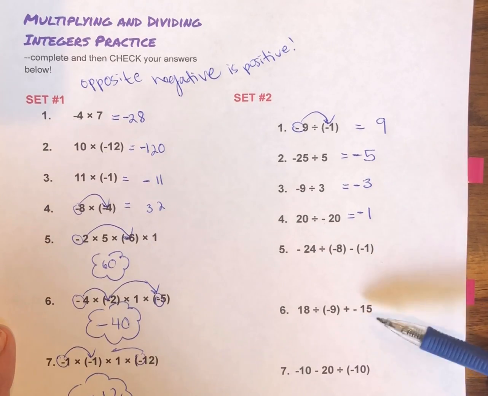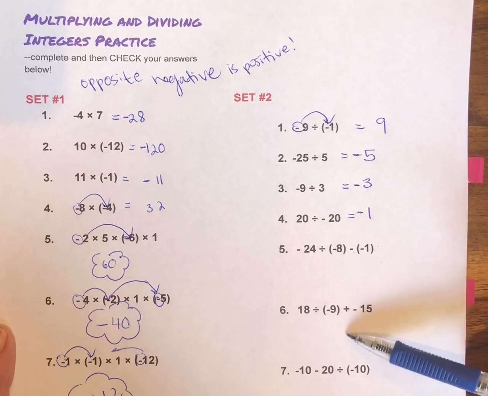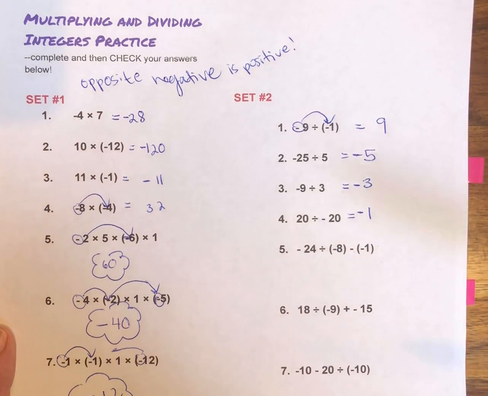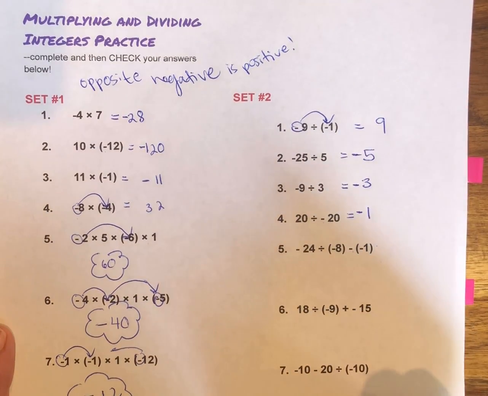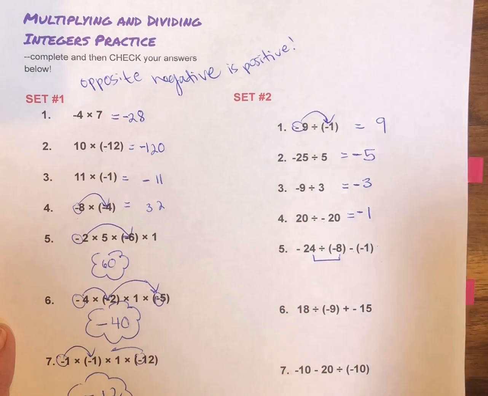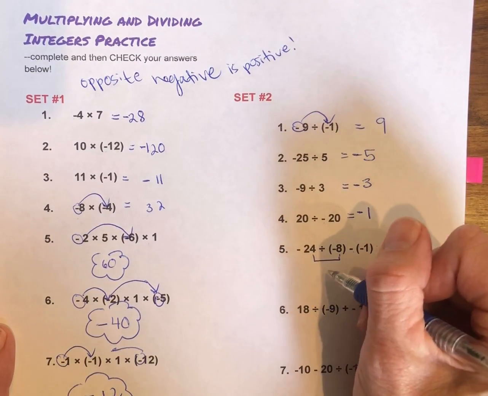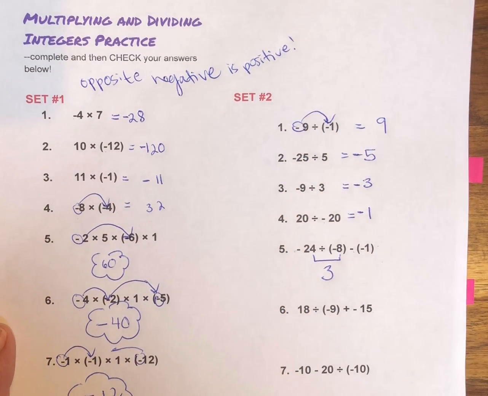Okay, we have a couple with integers strung together, with a subtraction, addition. Okay, it's getting interesting. So we have a division symbol and a subtraction symbol. Order of operations says we have to do our division first. 24 divided by 8 is 3, and the opposite of the negative makes it a positive 3.